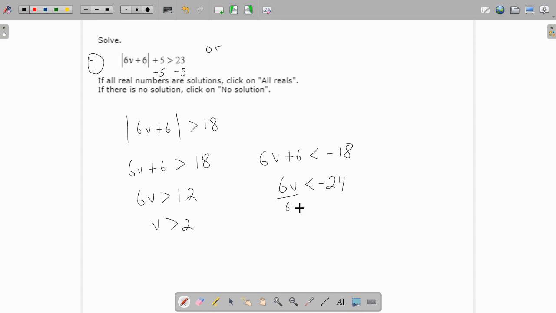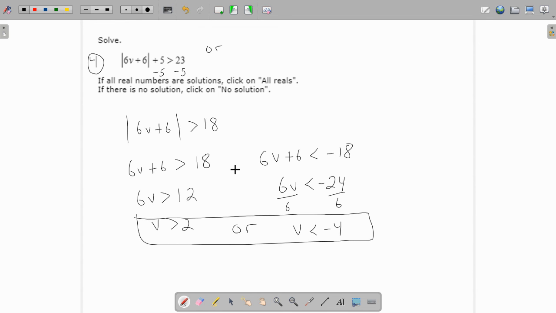Divide by a positive 6. So we're not flipping anything. V is less than -4. And this is just an OR. So we're less than -4 or greater than 2. And that's your answer.